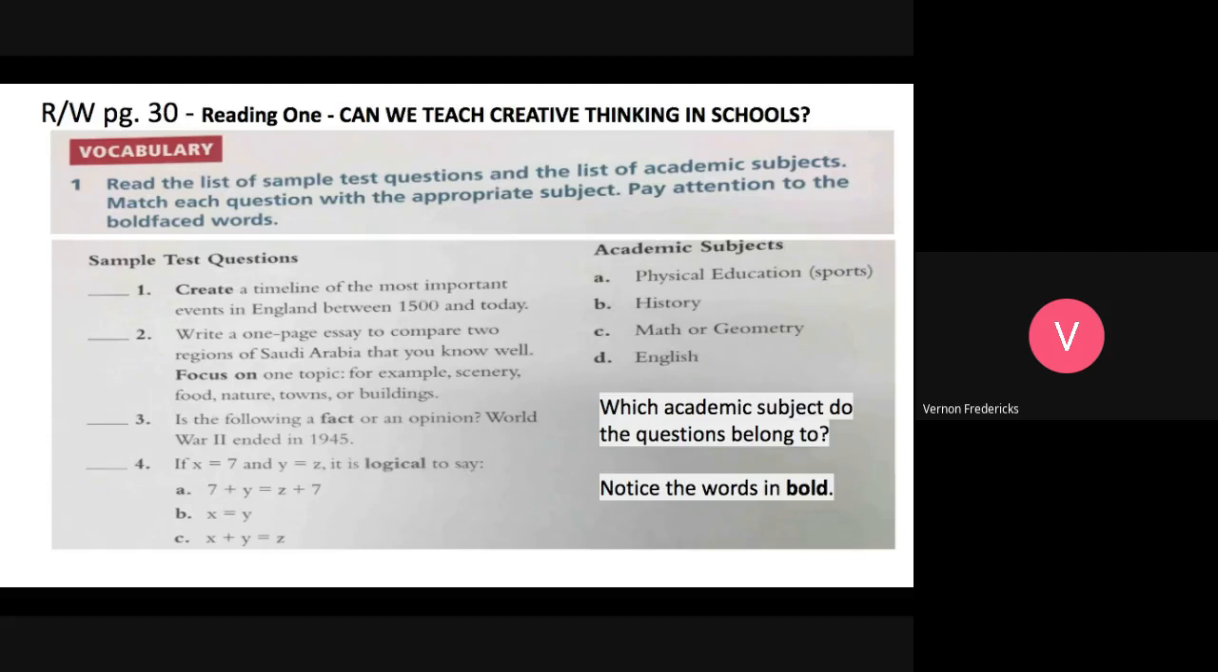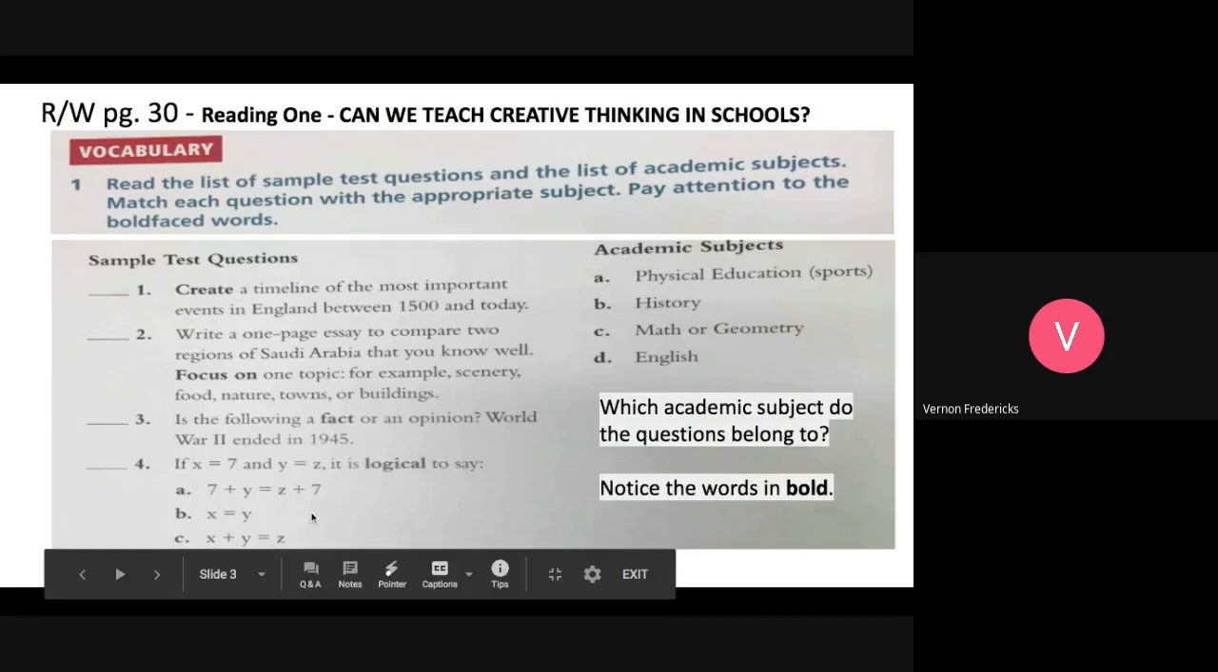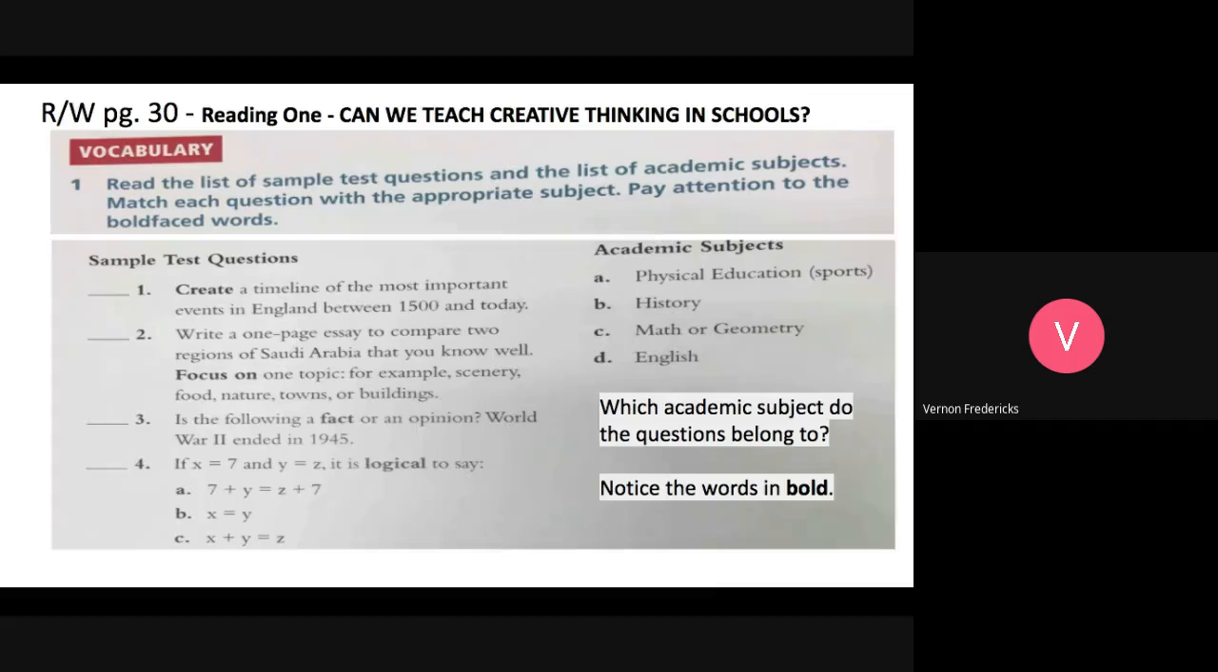Okay. So underneath there's a question. Which academic subjects do the questions belong to? Notice the words in bold. So we need to match number 1, 2, 3, 4 with A, B, C, or D. Okay. So just to make sure you understand, let's do number 1 together. Number 1 says, create a timeline of the most important events in England between 1500 and today. So with what subject does it match?